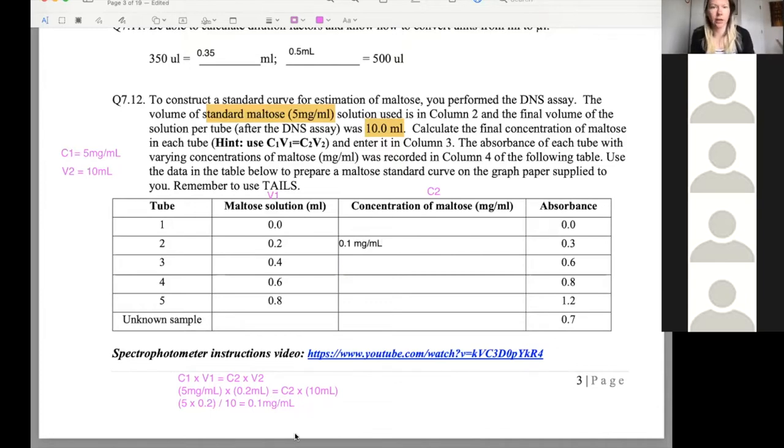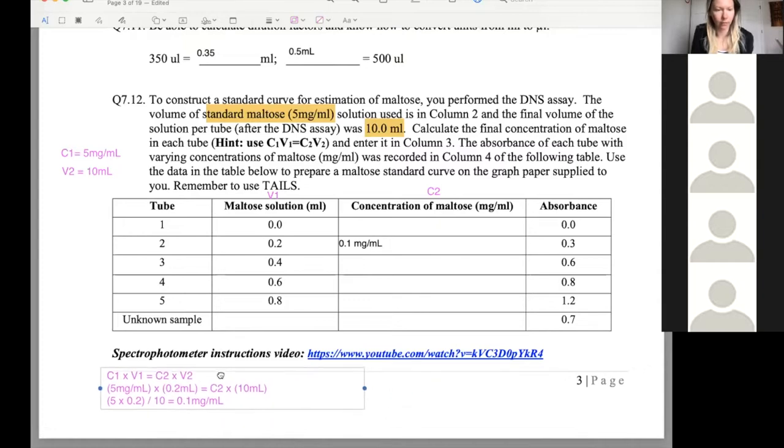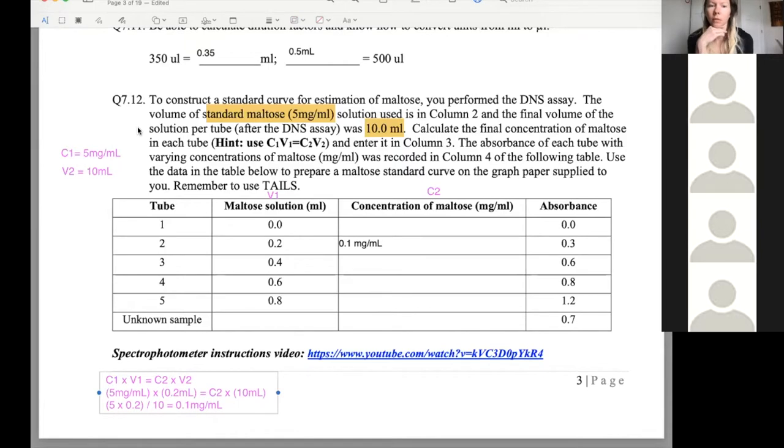Does everyone understand how I got that value or how I set up this equation? Professor, could you go back again? I have a question. The C1 is an initial concentration. Yes. But here it does not state the initial. How do you recognize the 5 milligrams? Okay. So the way I recognize that is the language of the question tells us that we're making a standard curve. And it's using the word volume here, but it should say concentration of standard maltose. Well, it's telling us that our starting concentration is our stock solution.